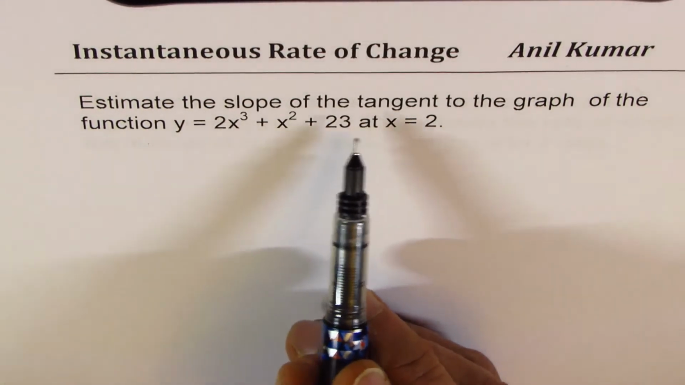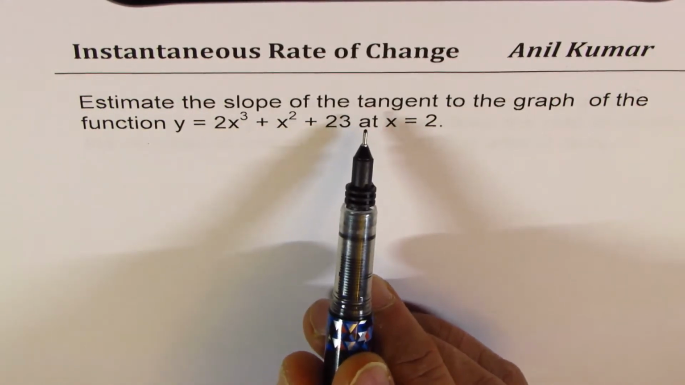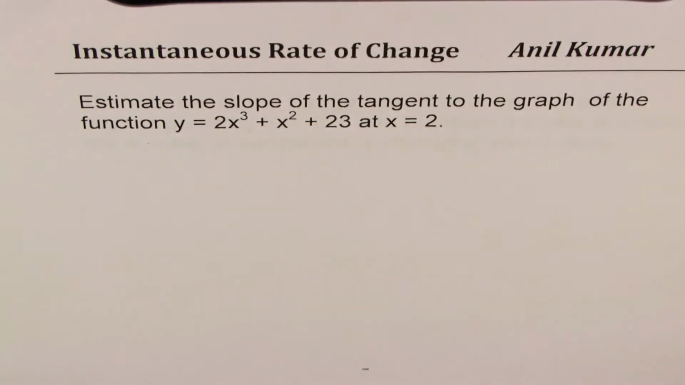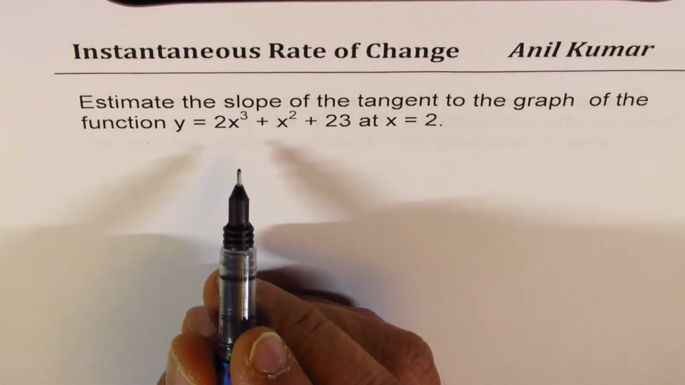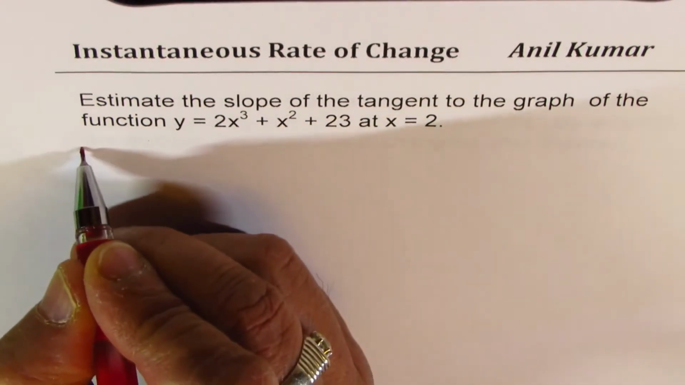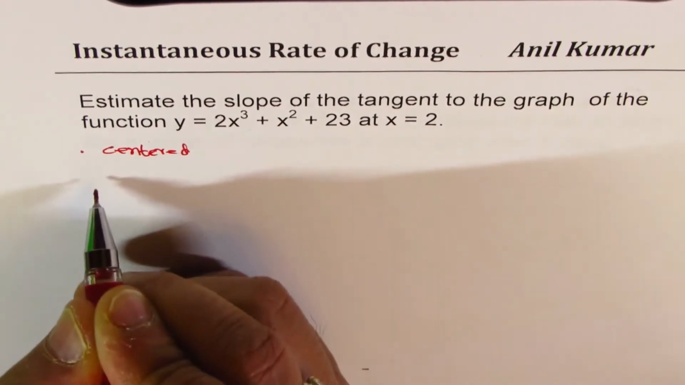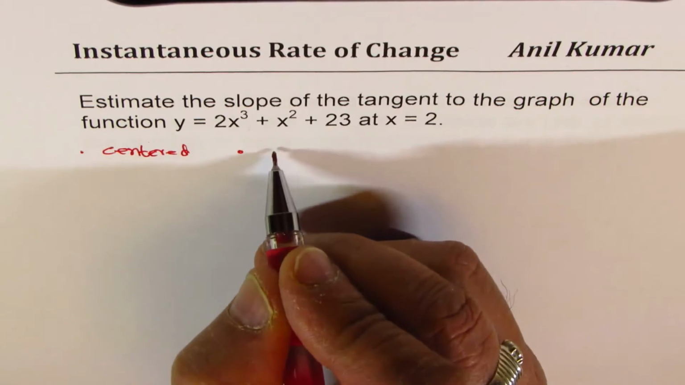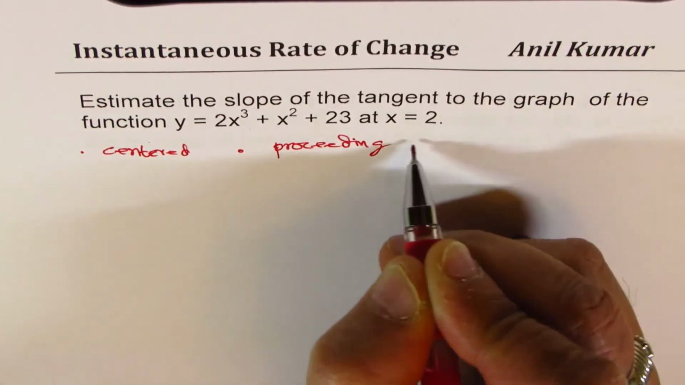Now, when we have to find the slope of a tangent, we are looking for 2 points which are very close. We have different methods for finding this. 3 methods are very popular. One is we take values which are centered, and we could also take values which could be preceding or following.